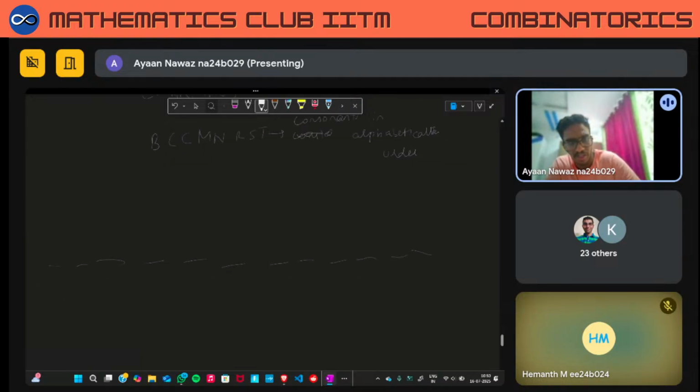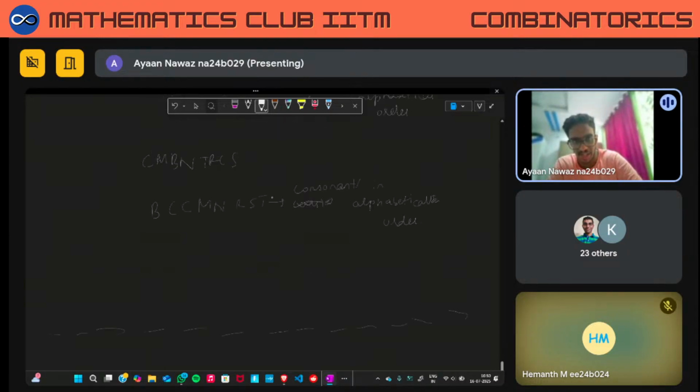1, 2, 3, 4, 5, 6, 7, 8, 9, 10, 11, 12, and 13 gaps. Now these 8 consonants are there, no? Here order does not matter because we have only one order, right? We cannot permute them again. What it's telling us by alphabetical order means is restricting permutation.